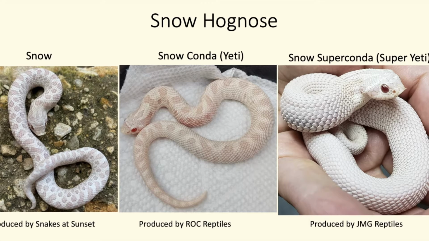Going from left to right, you just have the regular snow, and then in the middle you have the snow Conda, also known as the Yeti, and then to the far right you have the snow super Conda, also known as the super Yeti, which is completely patternless other than the head.